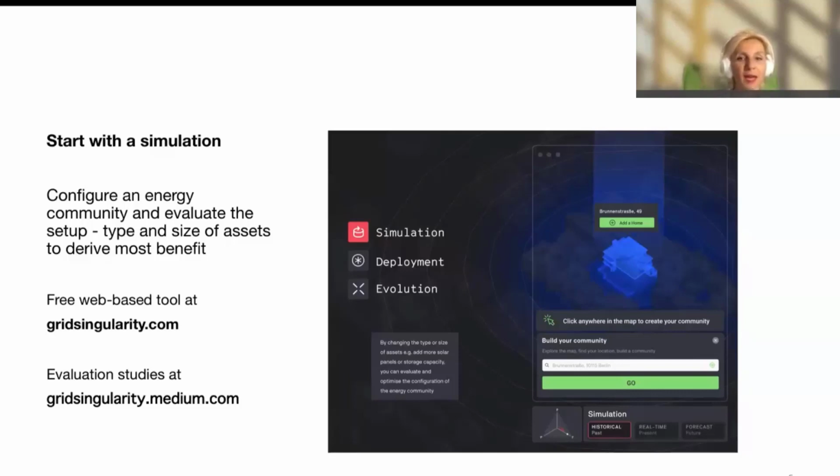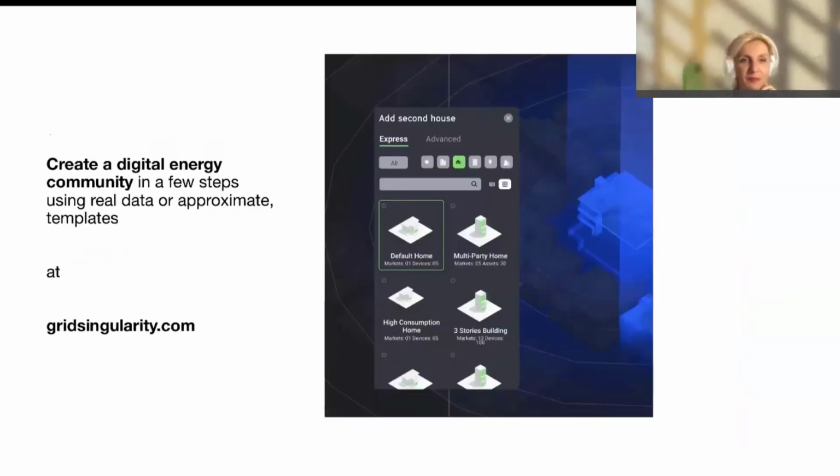of the studies already on our Medium channel, where you can see how the cost of the energy bill is reduced, and perhaps even more importantly, the self-consumption is increased, and the sufficiency of a certain local market from the grid, and improving the management. This is what you do.